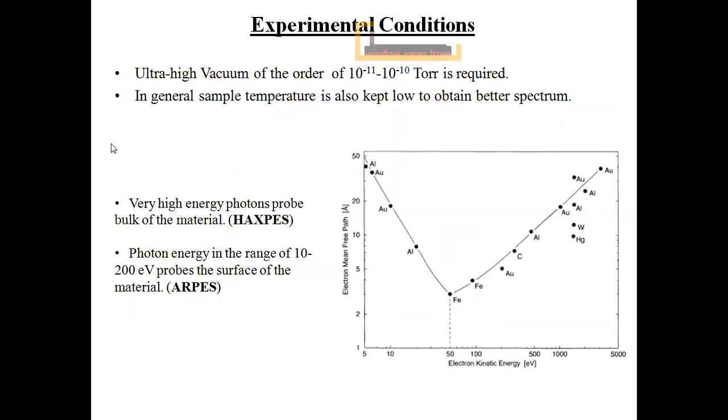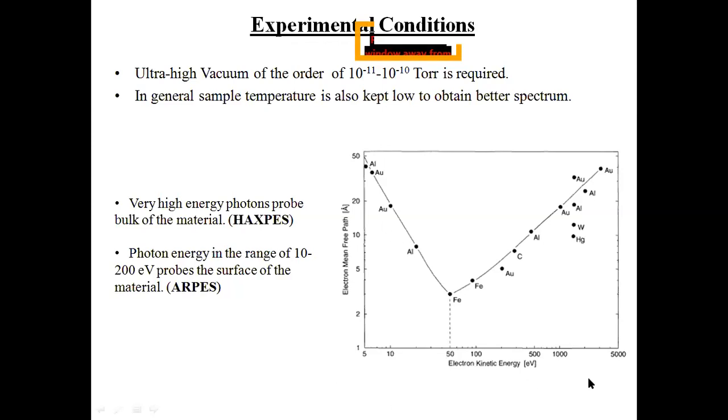So now I'll discuss the experimental conditions. This photoemission experiment has to be performed under ultra high vacuum. The vacuum should be of the order of 10 to the power of minus 11 or minus 10 torr. That means the electron analyzer that I showed, the hemispherical dome, the sample and the excitation source, everything has to be mounted inside a chamber, and the chamber should have this much vacuum. And in general, the sample temperatures are kept low. That depends on which kind of samples you are studying, whether the temperature should be low or not. But in general, we keep it low.